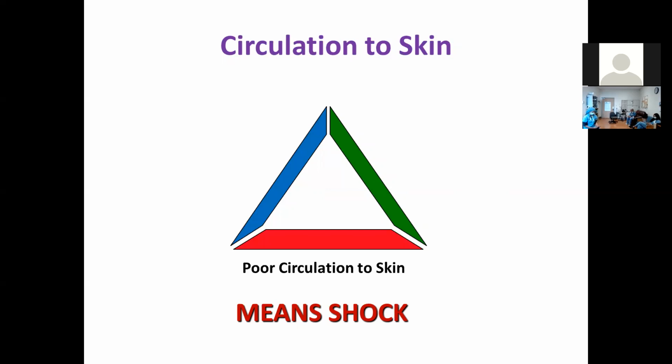Sometimes it can be challenging. How do we assess color in children of color? Does anyone know where we would assess color in a diverse pediatric population? Where would be the best places to assess color? Anyone know, guys? Lips. We're saying lips over here. Yeah, lips, absolutely. Lips, mucous membranes, right? And also the palms of the hands.